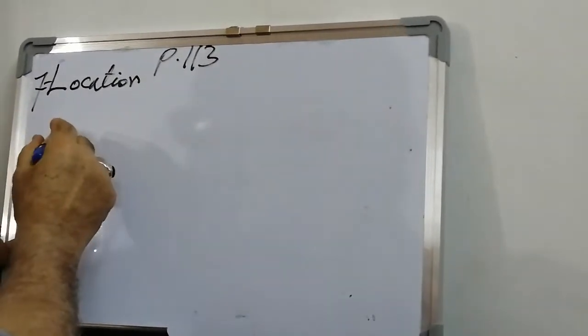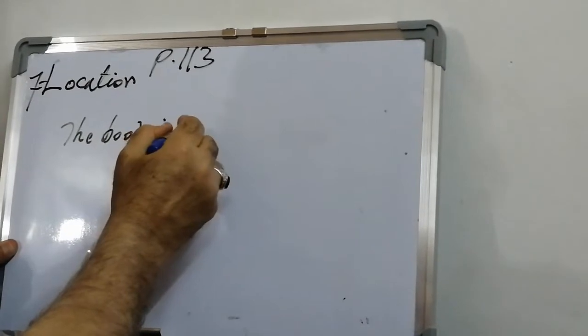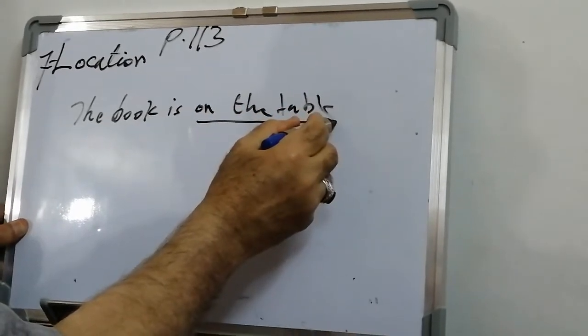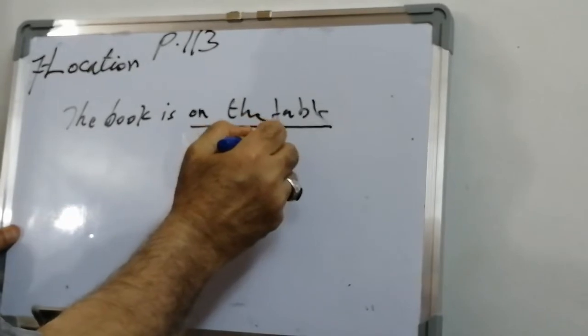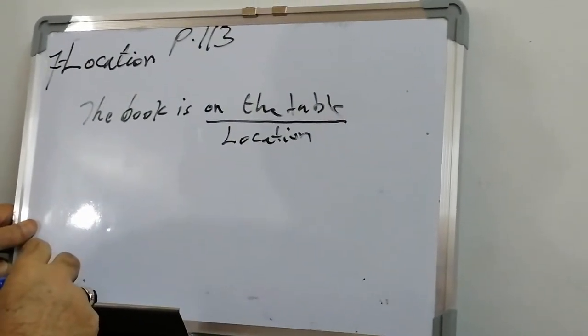For example, suppose I say the book is on the table. Now, on the table, all this phrase, we call it what? Location. So this is what we mean by location.